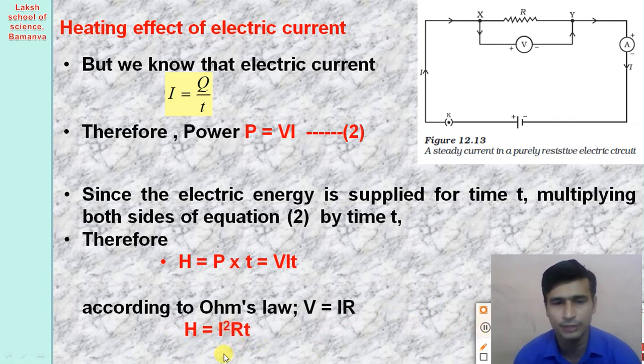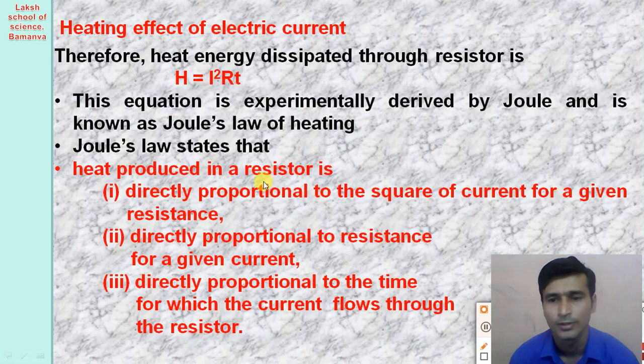So, dear students, we get the equation of the heat energy dissipated through the resistor R in a time t, given by H is equal to I square R t, where I is the electric current passing through the resistor, R is the resistance of the resistor, and t is the time. So the heat energy dissipated through the resistor R is H is equal to I square R t. This equation is very important for calculating examples.